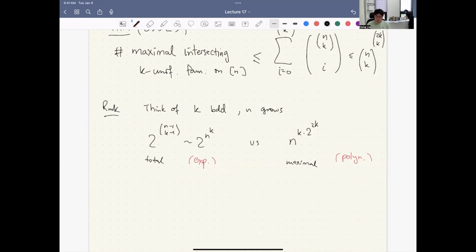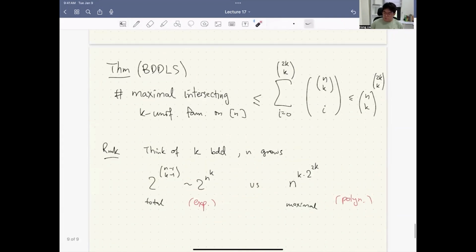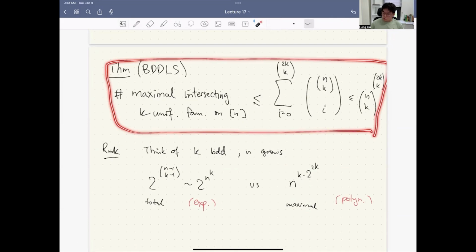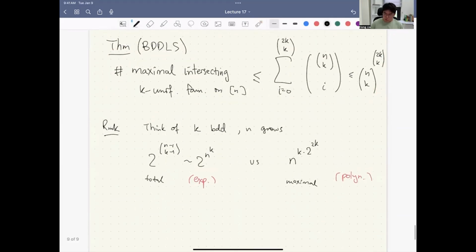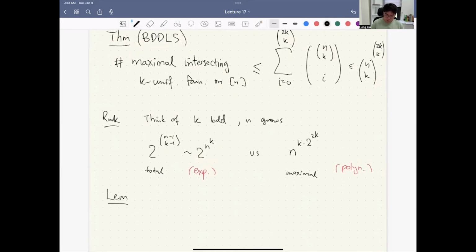So for this, let's introduce a useful thing of associating a maximal intersecting family to something we call generating sets. So let's start proving this thing. What we will prove is actually this lemma. Okay, let me state the lemma in a little bit. Let me first write the definition.